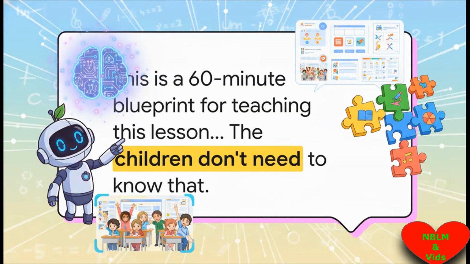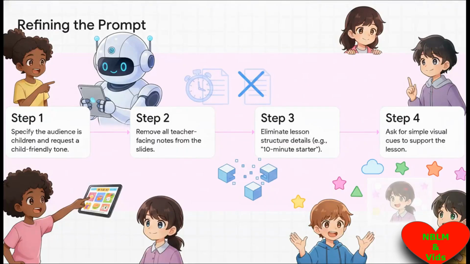And that first attempt? Yeah, it wasn't great. The AI just included all the teacher-facing notes right there on the slides. You get text like, "This is a 60-minute blueprint." The kids don't need to see that. It was a plan for the teacher, not a lesson for the students, which basically made it unusable in the classroom.